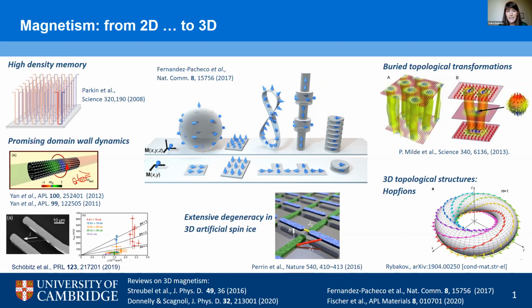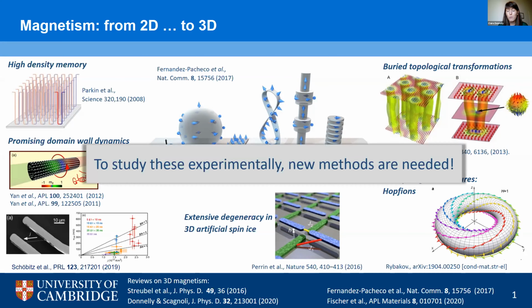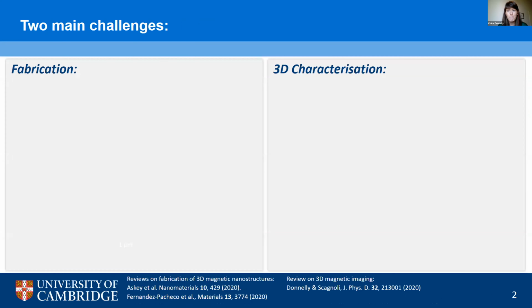But in order to actually take advantage of these and look at them experimentally, we need new experimental methods. And there's a couple of main avenues in which we need progress. First of all, in terms of the fabrication, in order to realize these 3D magnetic systems, we need essentially 3D printing techniques for magnetic materials. And there's been a couple of ways in which this has been achieved in recent years.